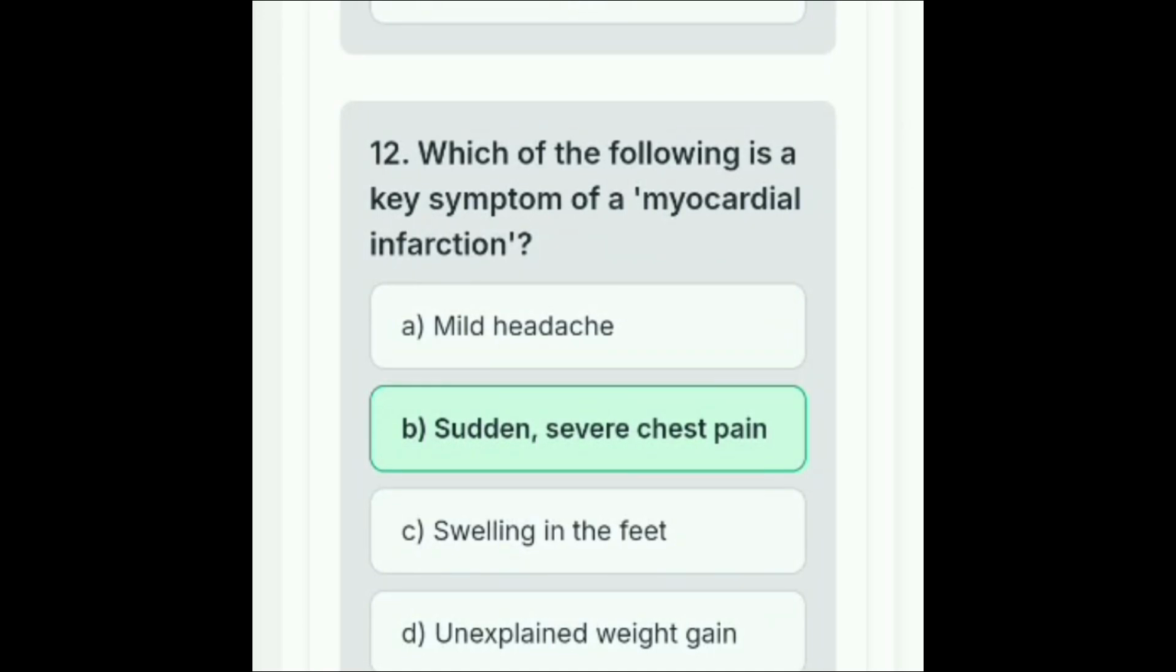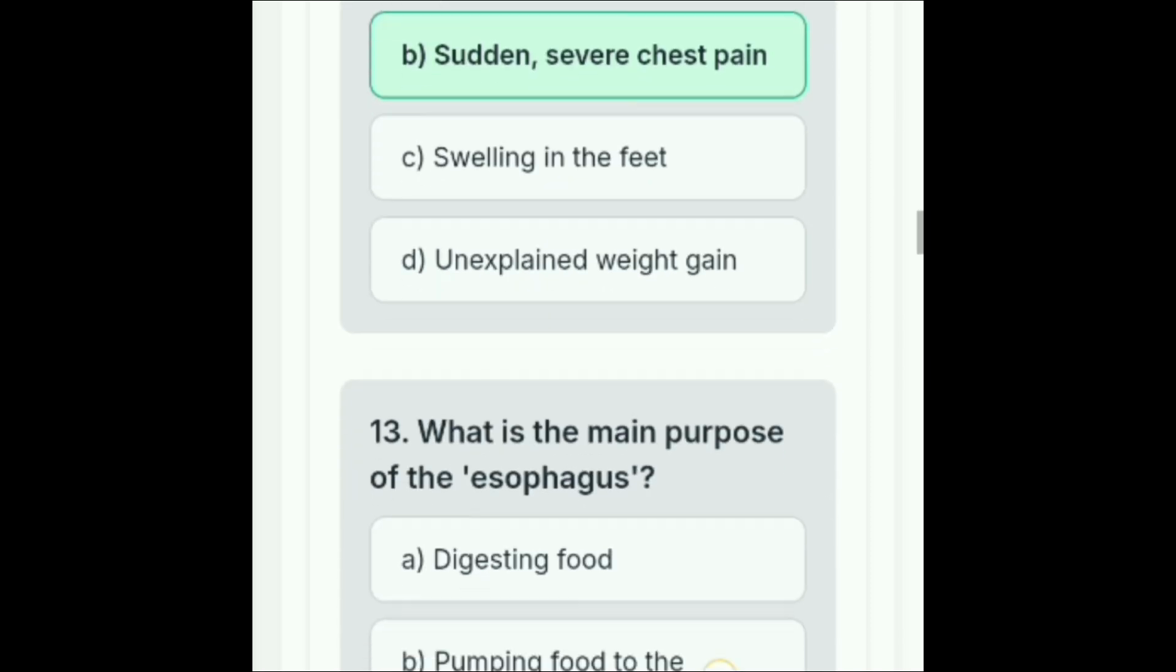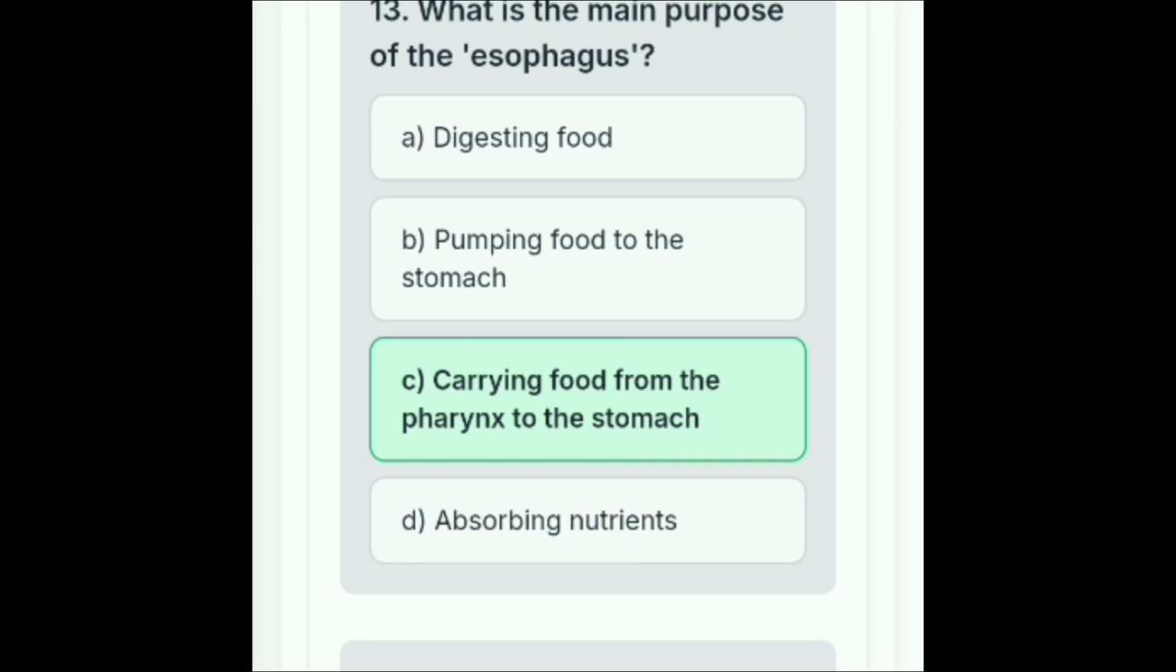Which of the following is a key symptom of a myocardial infarction? Option A, mild headache. Option B, sudden severe chest pain. Option C, swelling in the feet. Option D, unexplained weight gain. So B is correct.